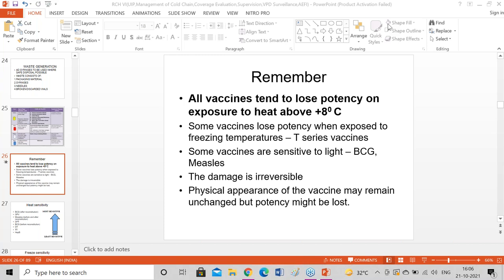Okay, so all vaccines tend to lose potency on exposure to heat above 8 degrees centigrade. Some vaccines lose potency when exposed to freezing temperatures. So these are the T series vaccines. All vaccines which have T in their names are seen to lose potency when exposed to freezing temperature. Some vaccines are sensitive to light, such as the BCG vaccine or the measles vaccine. Now, if a vaccine is damaged due to light or due to temperature, then the damage is irreversible. The physical appearance of the vaccine may remain unchanged, but the potency might get lost.